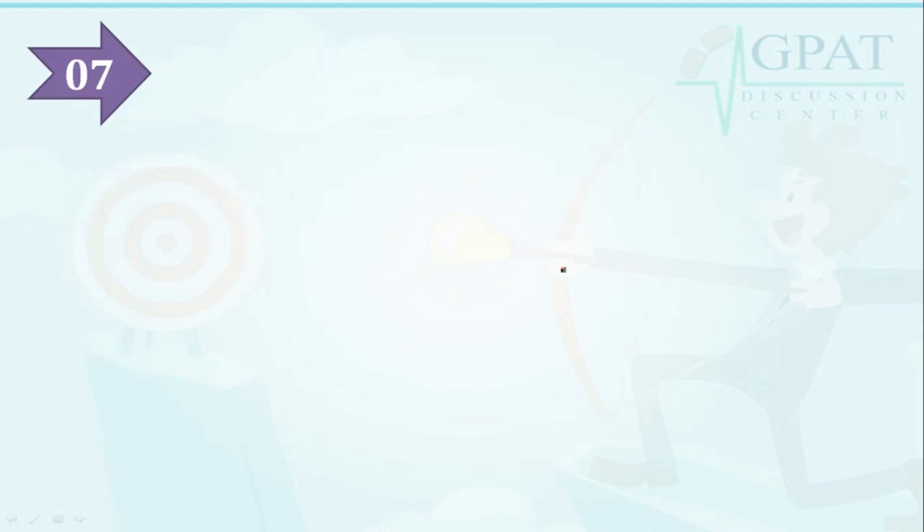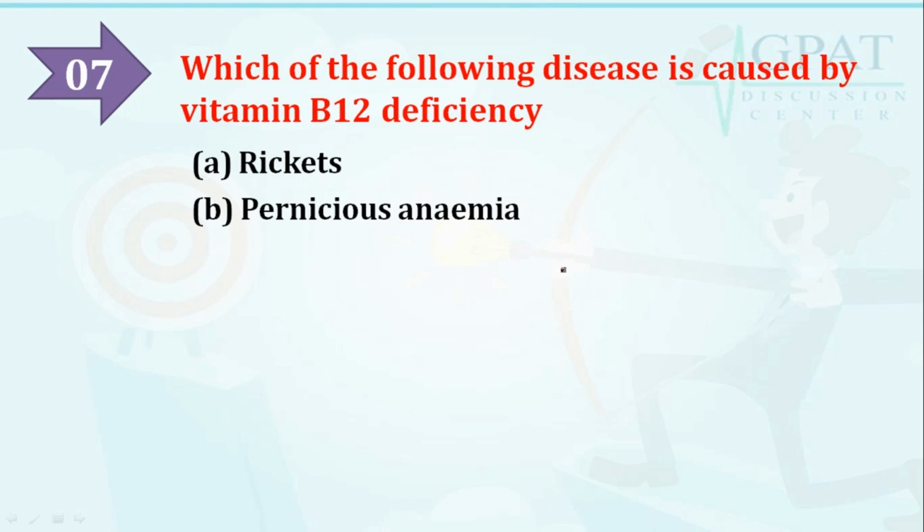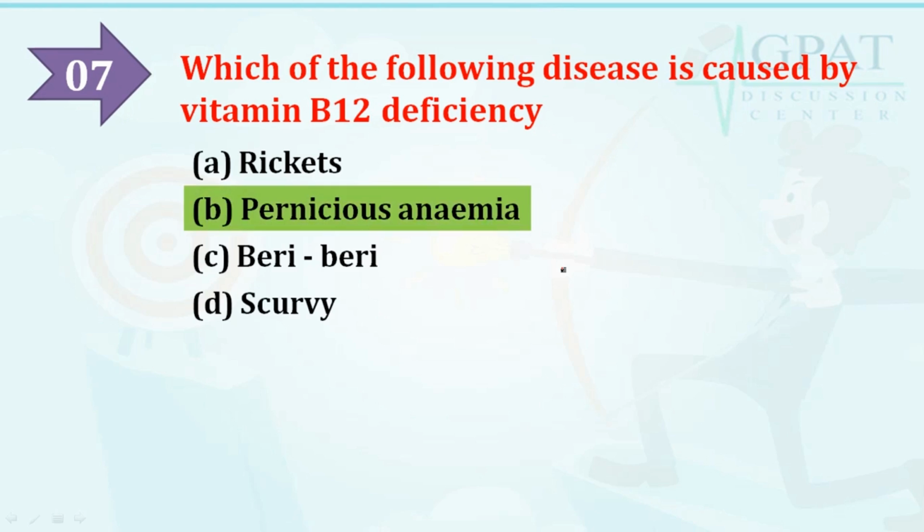Next question, question number 7. Which of the following diseases is caused by vitamin B12 deficiency? And the options are rickets, pernicious anemia, beriberi or scurvy. And the right option is pernicious anemia.